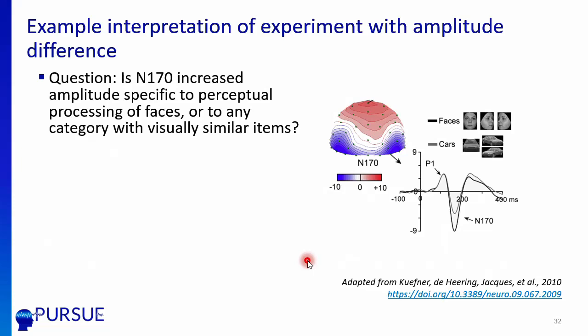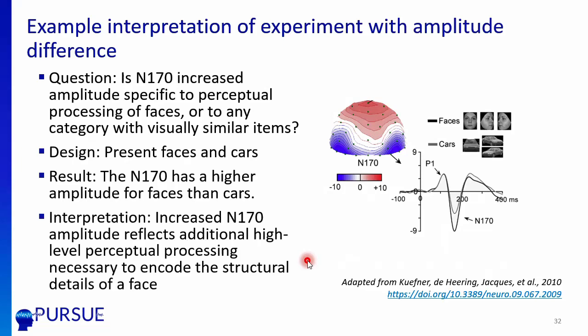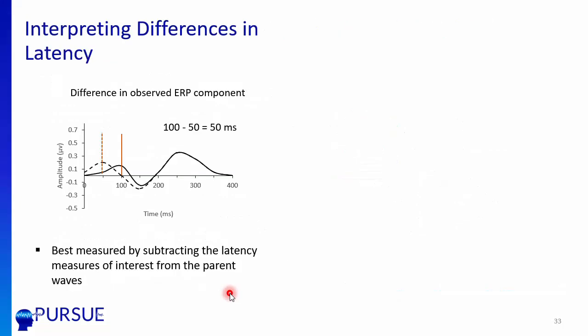So we could look at the N170, and the N170 happens in response to faces. And so the question is, is it just faces or any other visually similar items? So in this particular case, they presented faces and cars. And the result that you can see over on the right here is that the N170 amplitude was much greater, negative is plotted down here, for faces than for cars. So the interpretation here based on this evidence would be that it is more specific to faces, right? That it's related to processing those details.